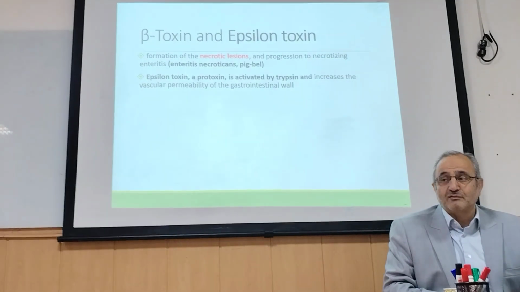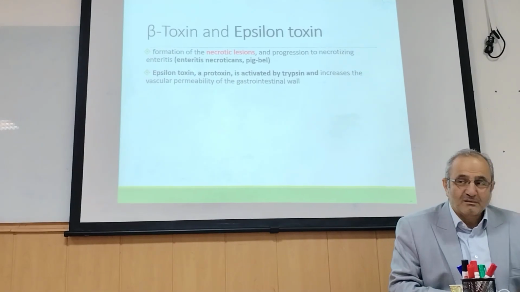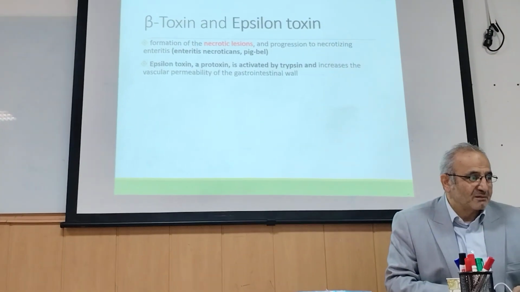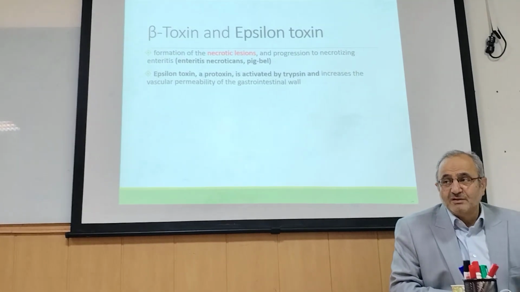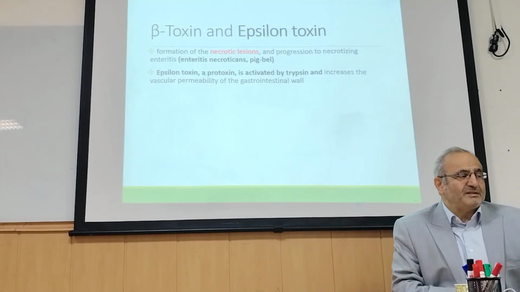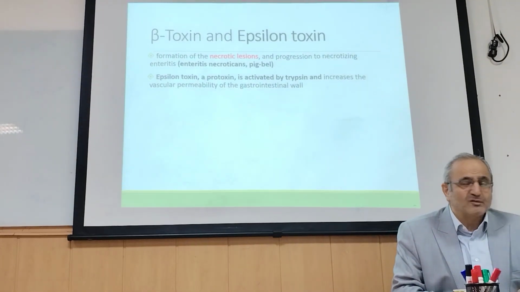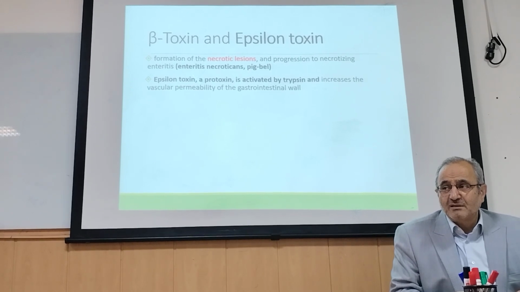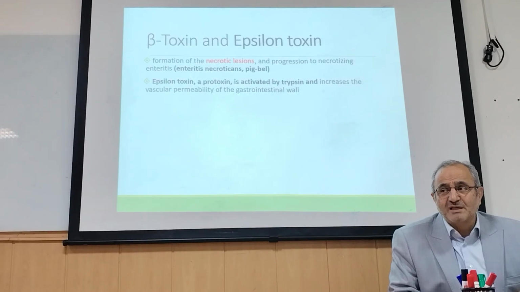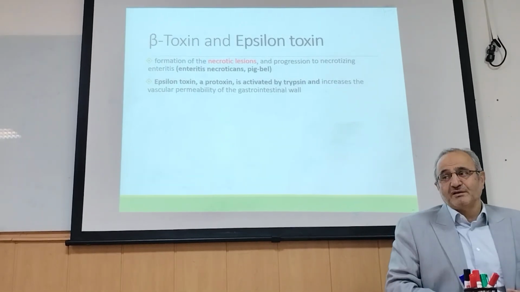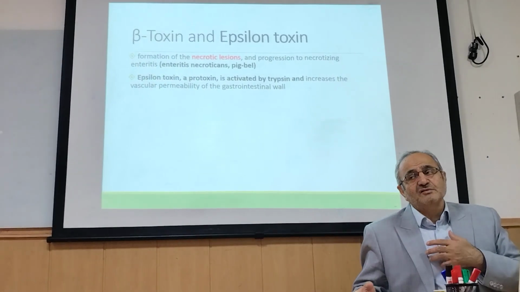What about epsilon toxin? It increases the vascular permeability of the gastrointestinal wall, so I think it should cause edema or something. This is activated by trypsin. But beta toxin is produced when somebody is taking antitrypsin material. This is different. So one toxin is activated, one toxin is blocked.